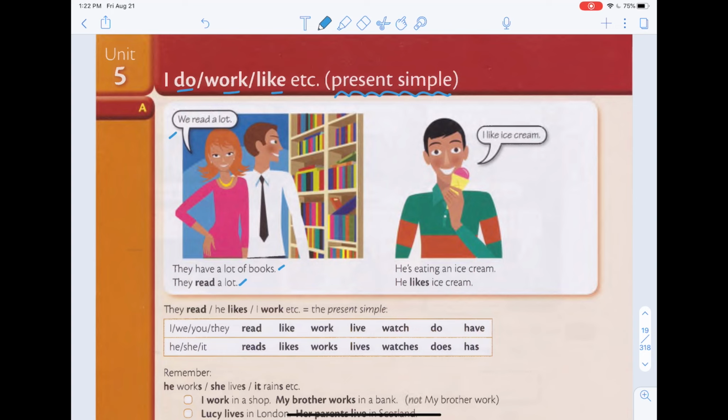Now let's look at the second picture. He's saying I like ice cream. So how can you talk about this picture? You can say he's eating an ice cream. Remember, this is from chapter 1. He's eating an ice cream. This is what he's doing right now. So, for present simple, it will be this sentence. He likes ice cream. Okay?